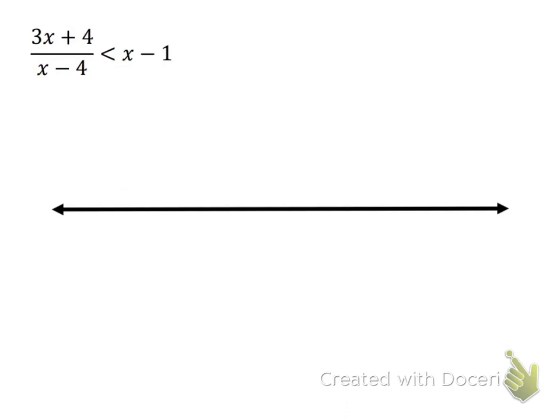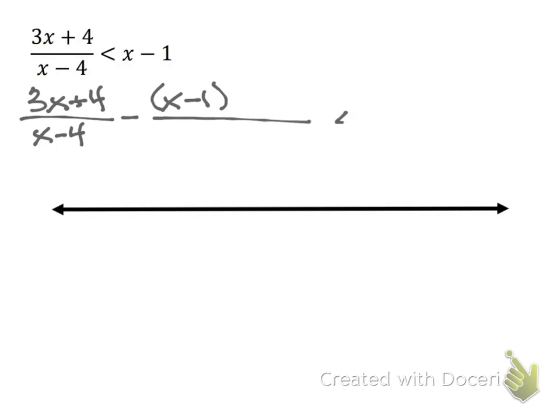All right, let's look at this one. This one looks a little crazy. So same thing here. The issue we have is that it needs to be compared with 0. To do that, we would have (3x + 4)/(x - 4) minus (x - 1) is less than 0. And then my common denominator would be x minus 4. I need an x minus 4 here.